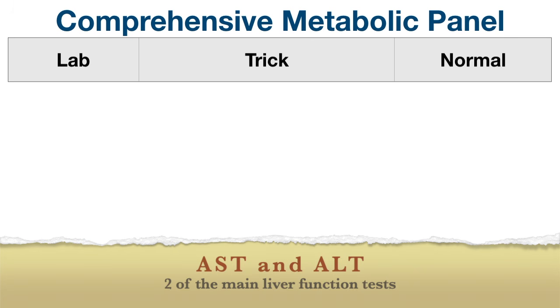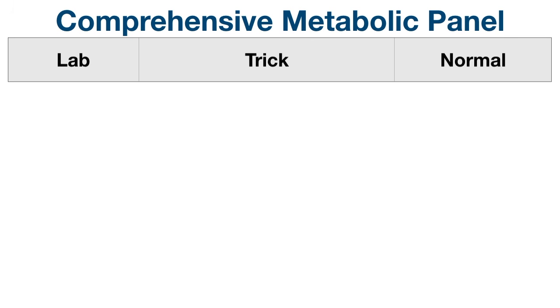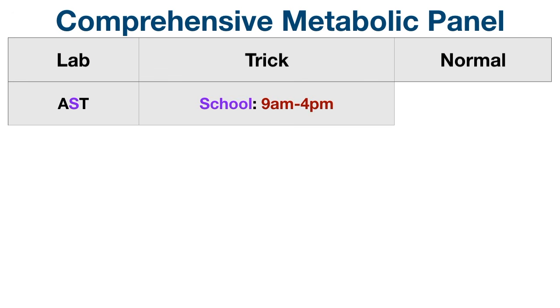Two of the main liver tests are AST and ALT, and the way you can differentiate these is with the S and L. Starting with AST, you can use the S to remember school. An average school day is from 9 a.m. to 4 p.m., and this will help you remember the normal range for AST is about 9 to 40.